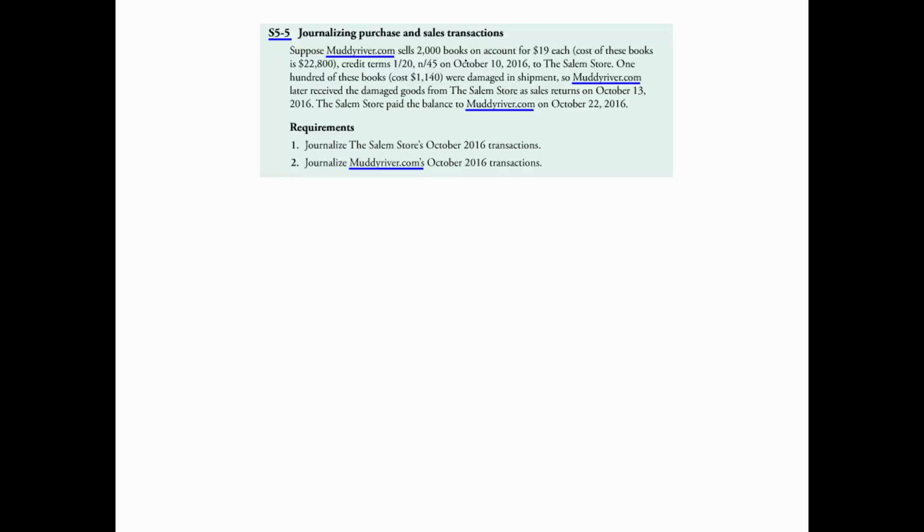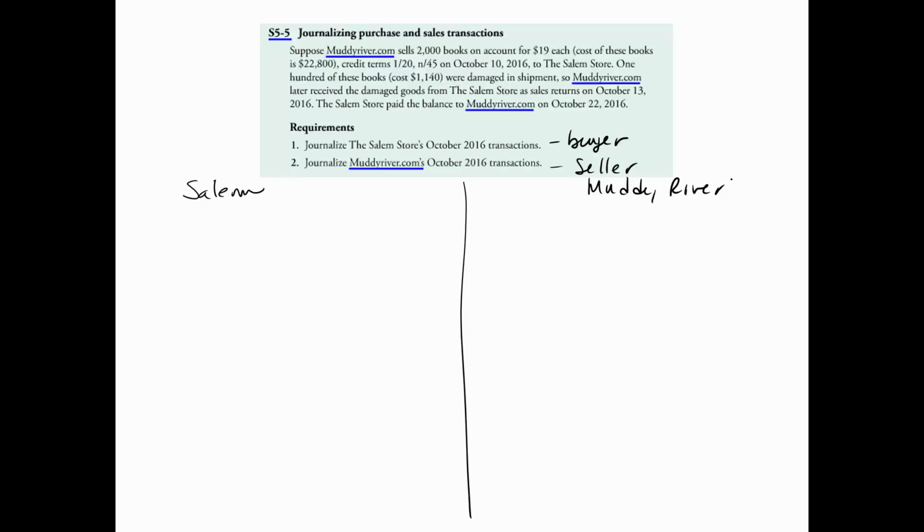Then on the 13th, they returned 100 of those books, and then on the 22nd, Salem paid their bill. So what we're going to do is look at these three transactions from both the seller side and the buyer side. The Salem store is the buyer, so those will be the purchase transactions, and Muddy River is the seller, so those will be the sales transactions. So we'll look at Salem over here, the buyer, and then we'll have Muddy River over here, they're the seller.